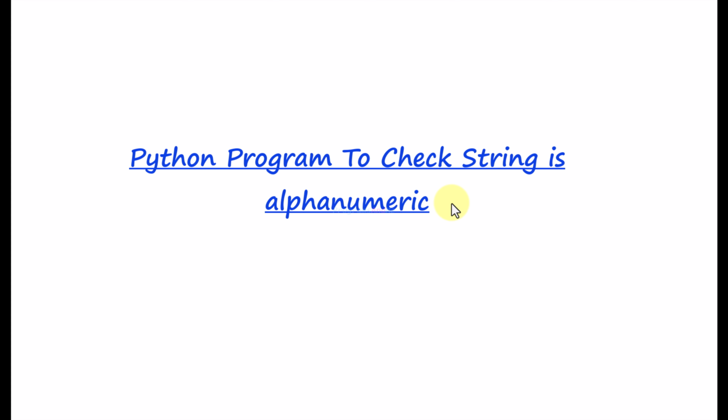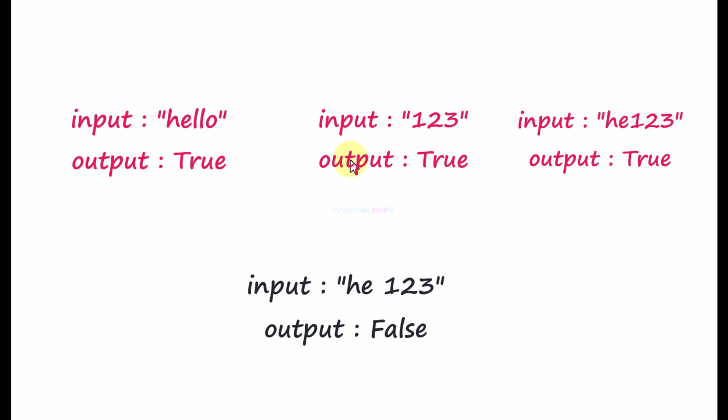Today in this tutorial, let's write a Python program to check if a string is alphanumeric or not. A string is alphanumeric if it contains only letters and numbers. Input of our program is a string. Output is whether the string is or is not alphanumeric.